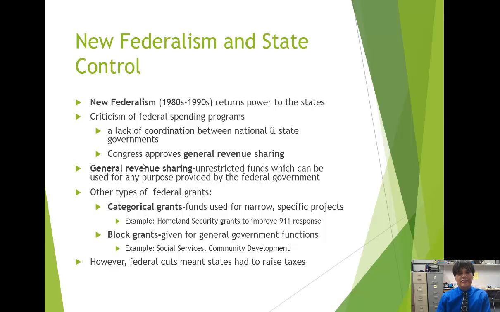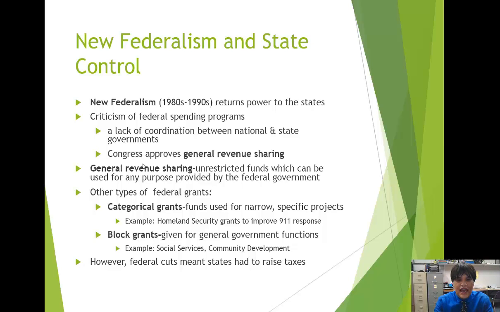And this is where general revenue sharing comes in, with the idea of new federalism. So new federalism gives power back to the states, but with some extra money. General revenue sharing provides unrestricted funds which can be used for any purpose, provided by the federal government. The federal government says you can have this money and the power to do with it as you wish, because we are going to restore states' rights, basically. So you have general revenue sharing, which is this pool of money that states can pull from.